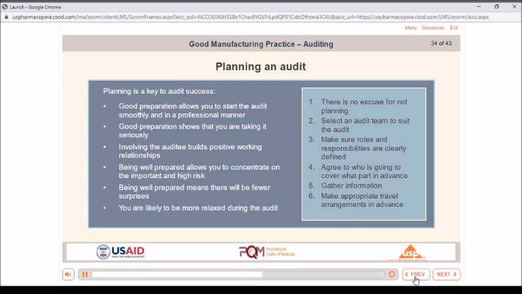1. There is no excuse for not planning. 2. Select an audit team to suit the audit. 3. Make sure roles and responsibilities are clearly defined. 4. Agree in advance who is going to cover what part. 5. Gather information. 6. Make appropriate travel arrangements in advance.